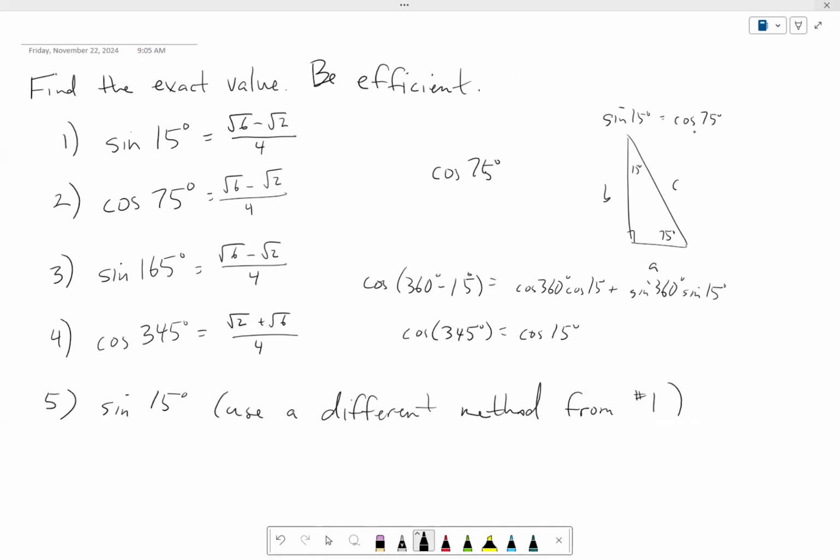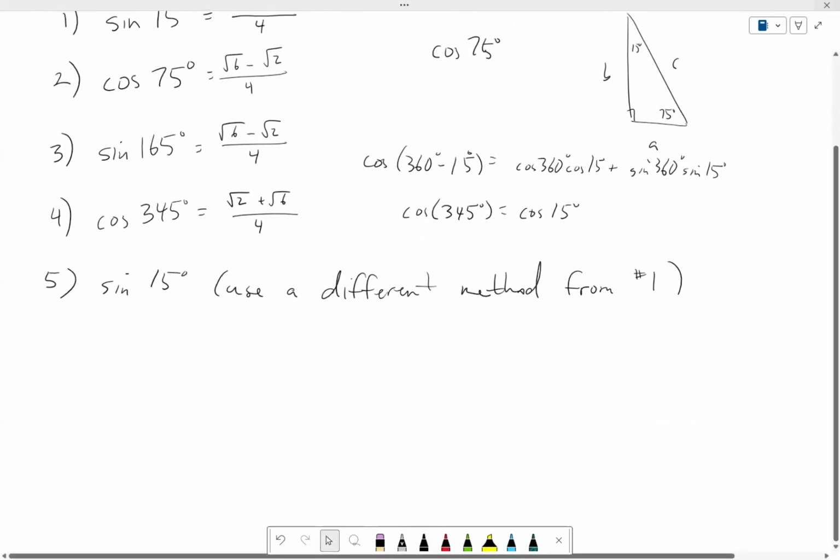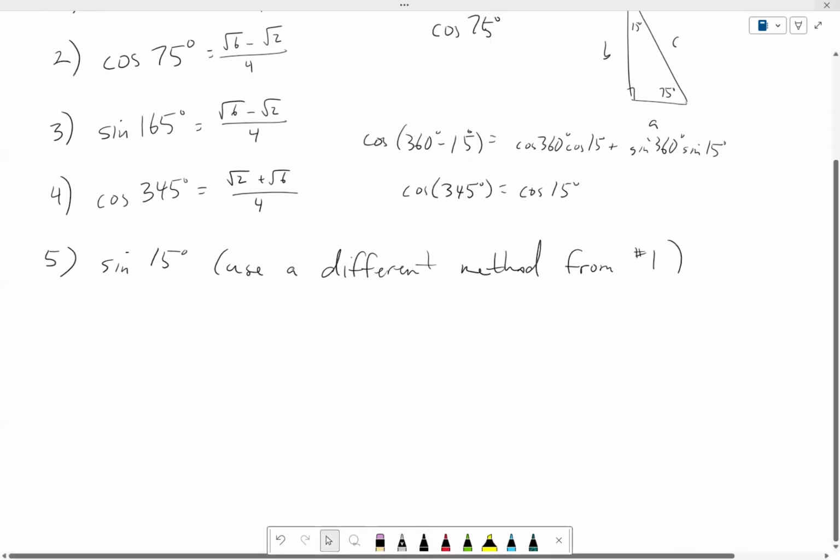Does it make sense that the cosine of 345 is the same thing as cosine of 15? Why does that make sense? Same x coordinate. So thank you for the insight. Very nice. And number 5, what the heck was I talking about for number 5? What was I looking for you to do?